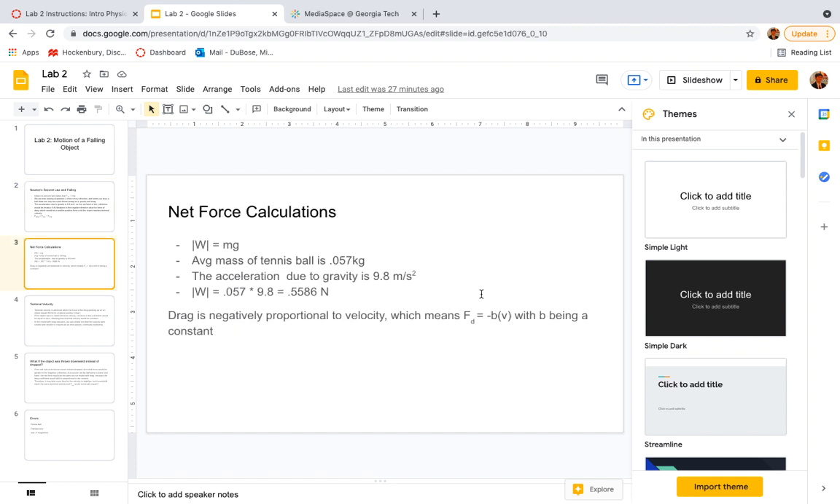So obviously in our net force calculation, we have to first find the force of gravity, which is 0.5586 newtons in the negative direction. Now, the force of drag is negatively proportional to velocity, which means that the force of drag is equal to negative b, b being some arbitrary constant, times velocity, that helps the graph better fit the actual phenomena that's occurring.